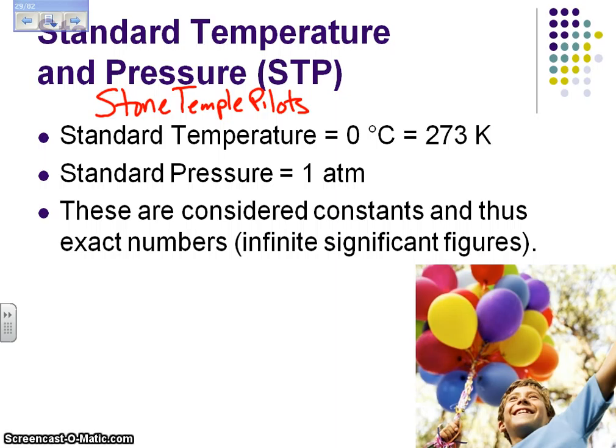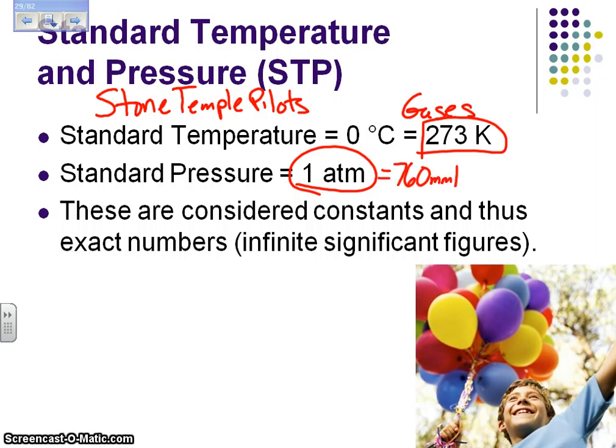But the STP for chemistry is not Stone Temple Pilots, it's standard temp and pressure. Standard temperature will always be 0 degrees Celsius. But since we're dealing with gases, we're going to look at Kelvin. Standard pressure is 1 atmosphere. Remember that 1 atmosphere is also equal to 760 millimeters of mercury, or 101.3 kPa. These numbers are considered constant, and thus they have infinite significant figures.